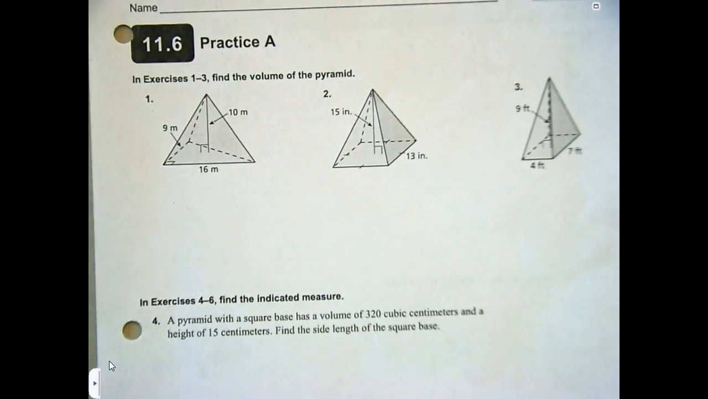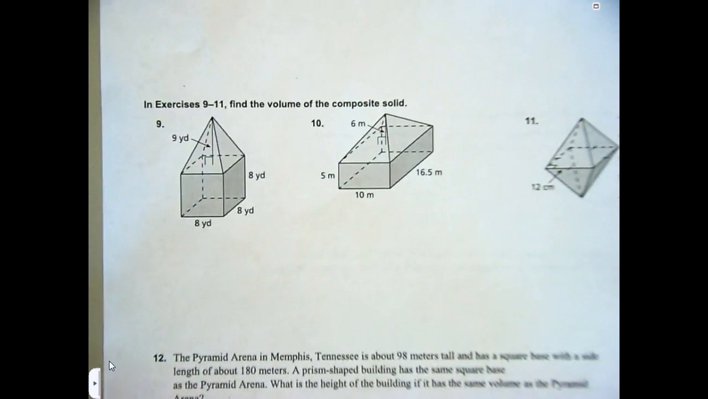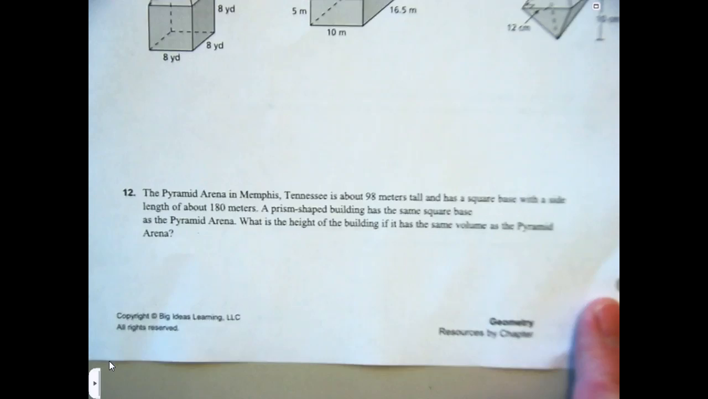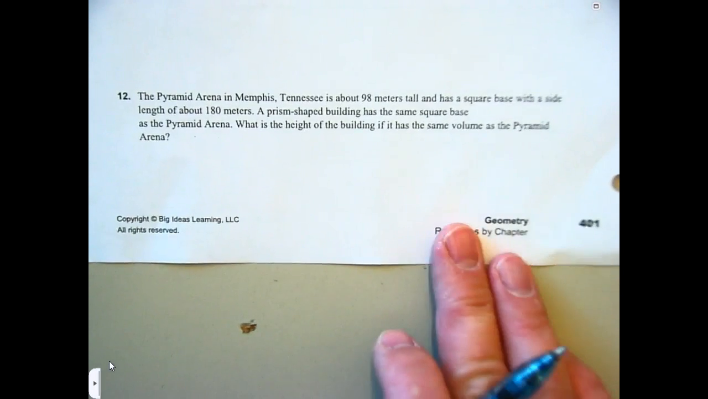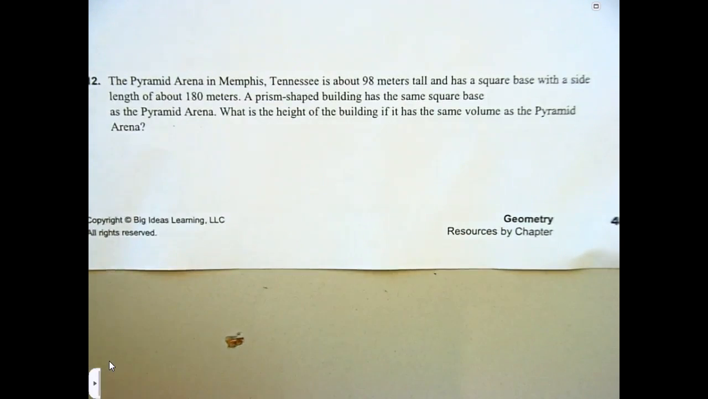Yes, sir. 12? Maddie, was that the same one you asked? Yeah. And Cynthia, same one? I wonder if I made a mistake on the key. Could be. Who knows? Let's check. Okay. The Pyramid Arena in Memphis, Tennessee is about 98 meters tall and has a square base with a side length of about 180 meters. A prism-shaped building has the same square base as the pyramid. What is the height of the building if it has the same volume as the Pyramid Arena?